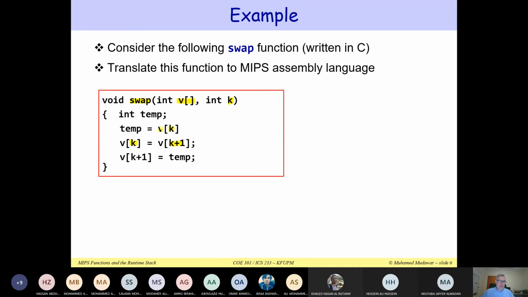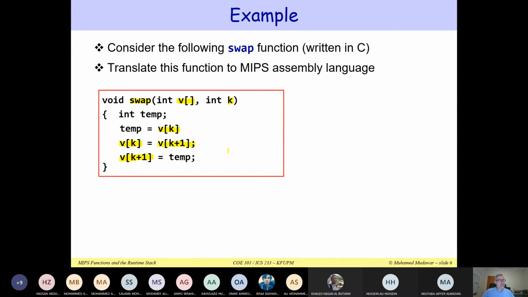Here I'm reading V of K. Here I'm writing V of K. Here I'm writing V of K plus 1. So we need two load instructions here to load V of K and V of K plus 1. And we need two store instructions to write V of K and V of K plus 1. But when we write them, we swap them in memory.